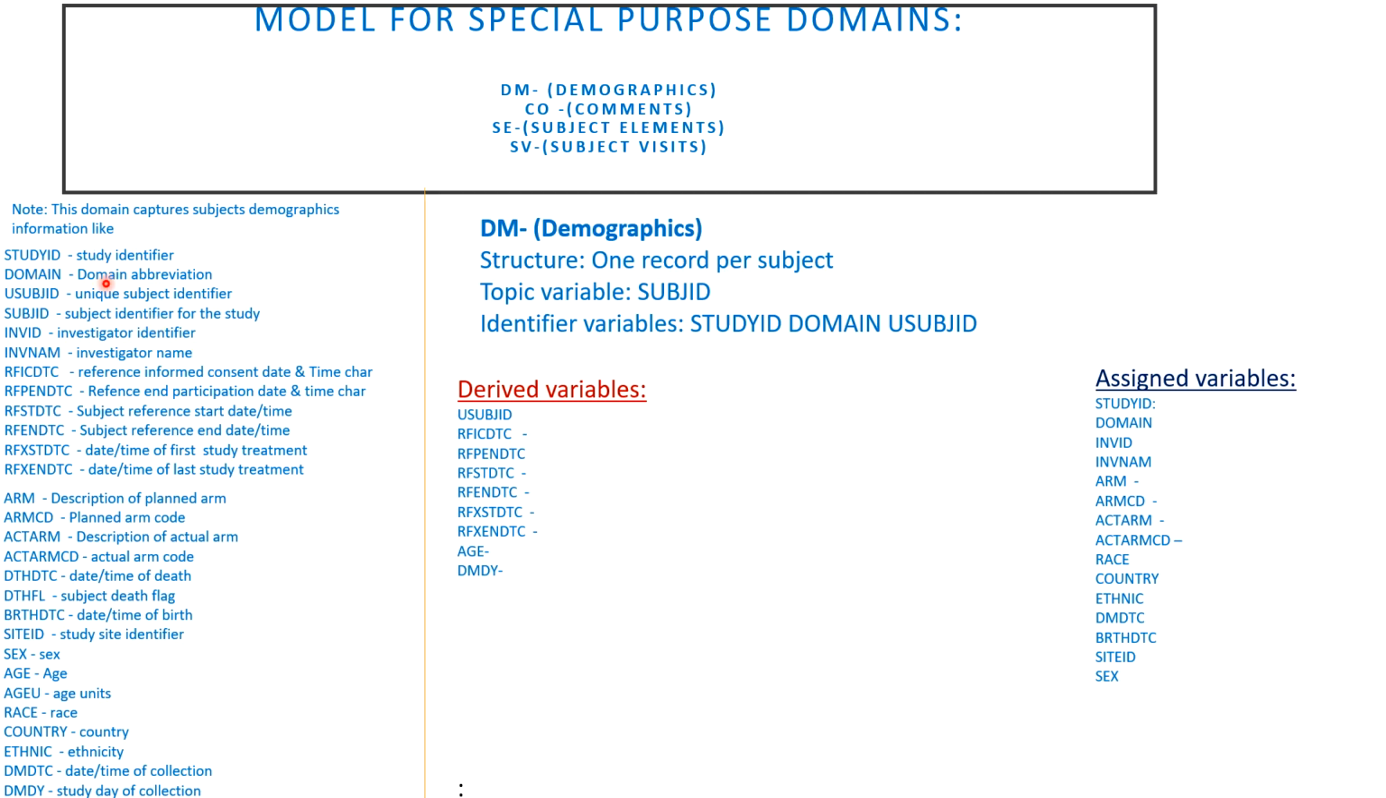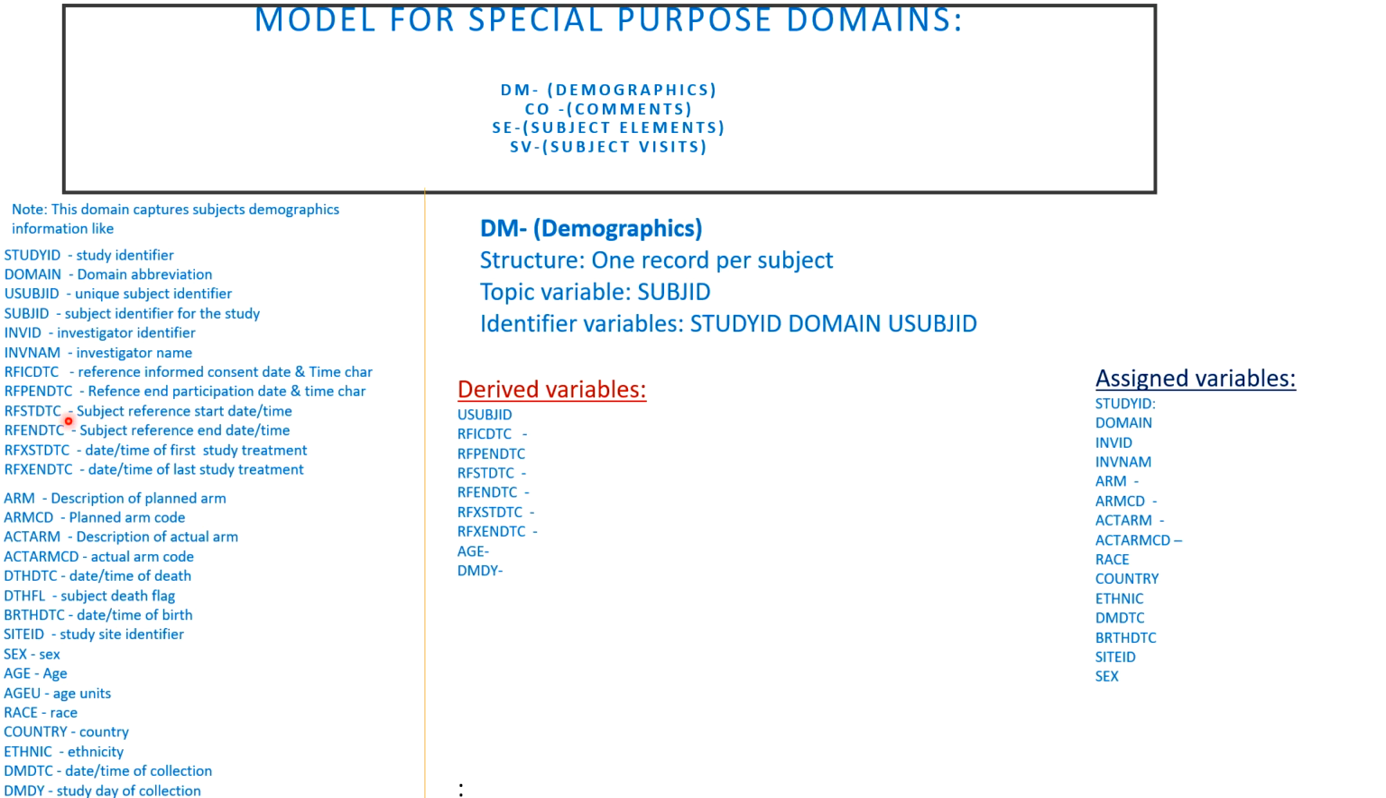Okay. So STUDYID is nothing but the study identifier. DOMAIN is nothing but the domain abbreviation. Like USUBJID, INVID, INVNAM, and RFICDTC. RFICDTC is nothing but the date and time of informed consent in character format, the same as RFPENDTC, RFSTDTC, RFENDTC, RFXSTDTC, RFXENDTC.